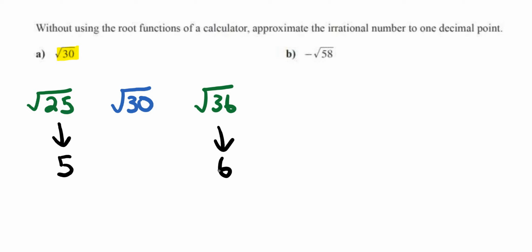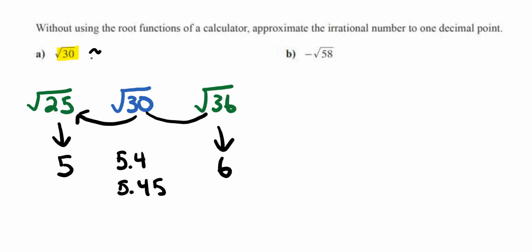All right, so it's pretty close. I would say it's closer to the 25 than it is to the 36, right? So I'm thinking it could be maybe 5.4, maybe 5.45. It's very close, right? As long as you're close to 5.4 or 5.5, then that's good enough. So let's just say approximately 5.45, just to be safe. Okay, so that's a close approximation there.